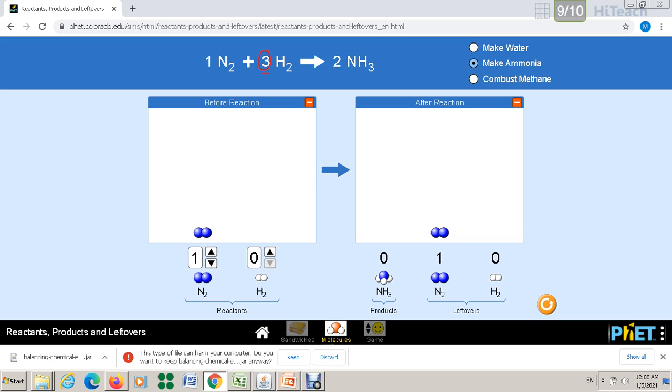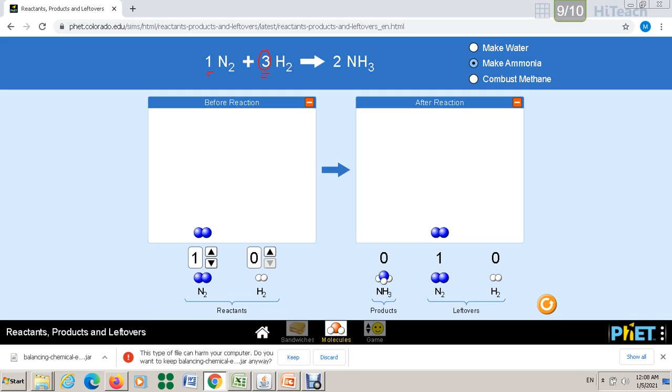Okay, how many molecules of hydrogen are represented? 3. This one, number 1 here, represents how many molecules of nitrogen? Only 1. Okay, but what about the number of atoms of nitrogen? 2. What about the number of atoms of hydrogen? 3 times 2, which means 6 hydrogen atoms.